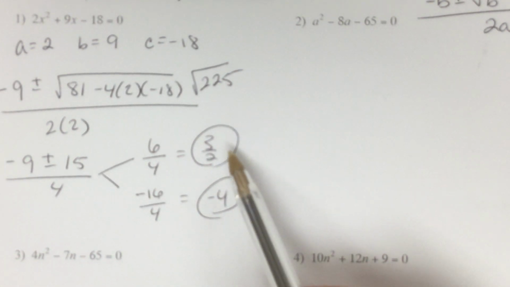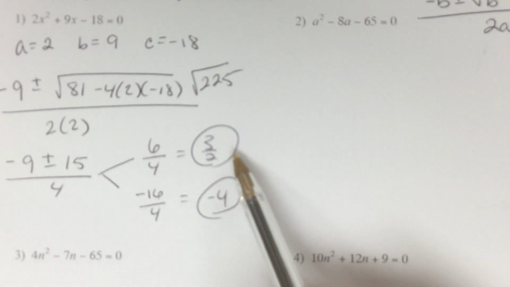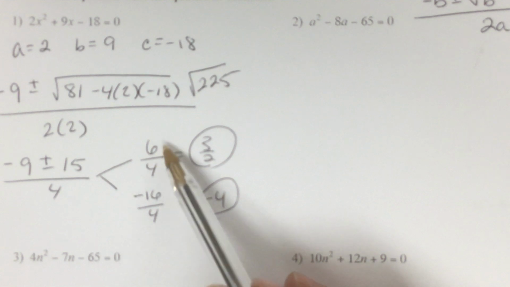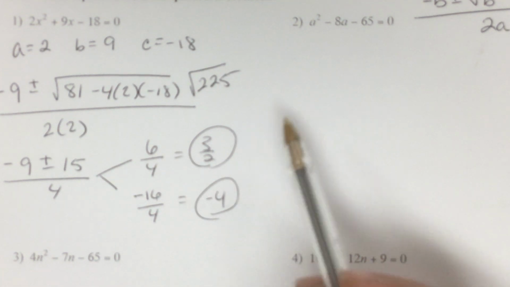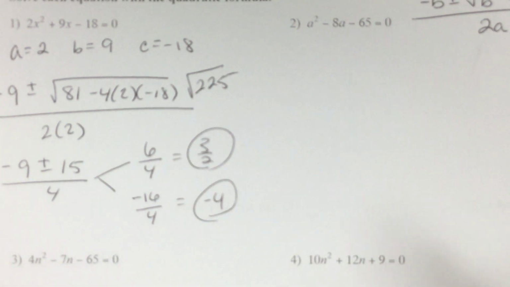Then in Schoology, make sure you put the answer as 3/2. It will count it wrong if you put in 1.5, or if you put 6 over 4. So make sure you put in 3/2.